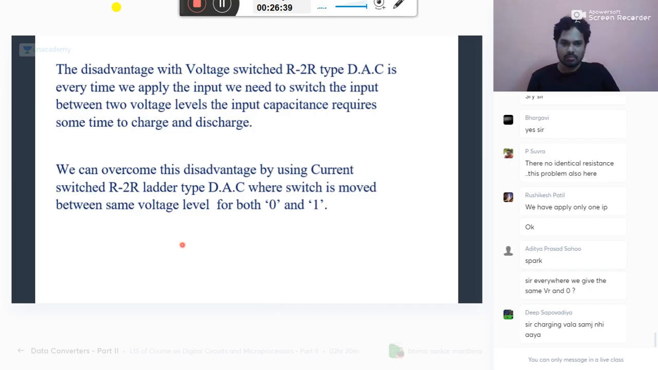Simple rule: you have some input capacitance. You are connecting this input to two different levels. Suddenly I connect to ground, I remove it, I connect to 5 volts, again I remove it, connect to ground. It requires some time for charging and discharging of the input capacitance, because it cannot change instantaneously. When you give 5 volts, it charges. Again, immediately you make it ground, it cannot discharge instantaneously. So it requires some time to switch your inputs. That point is included in this slide.